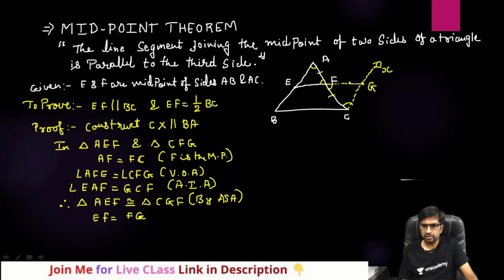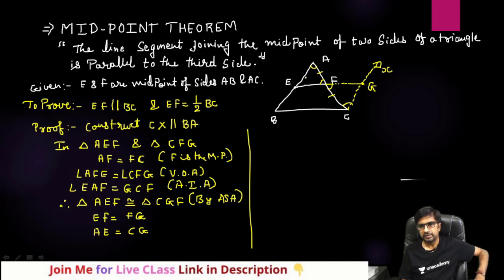These two are equal. Second, I want AE equals CG. Both of these I want. These two are also equal and these two are also equal. Both of these we want, so we are going to make use of that. How? Let me show you, guys. Now here we know that AE equals CG, both of these you have to write down by CPCT.